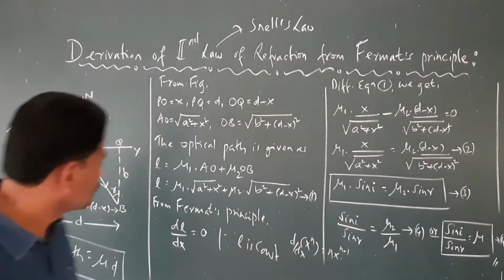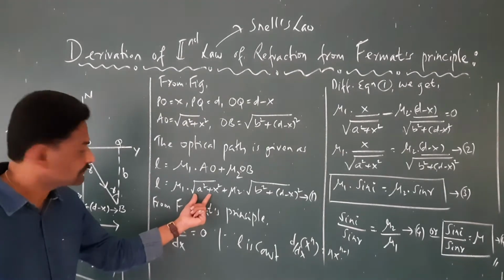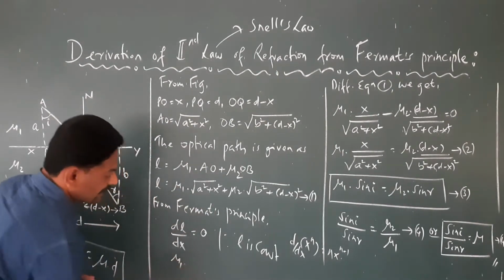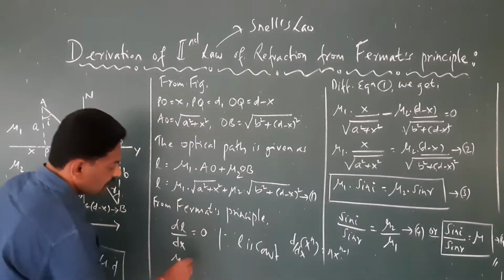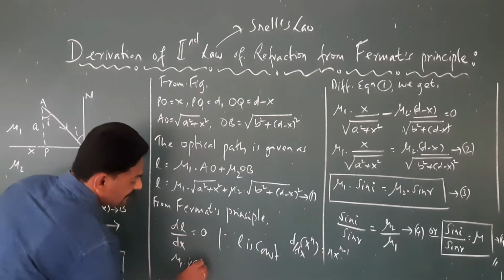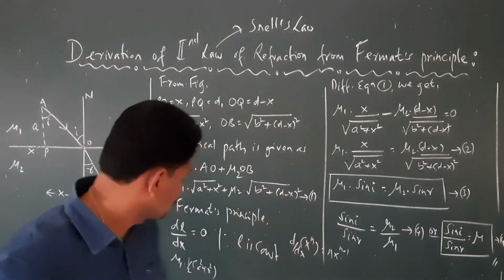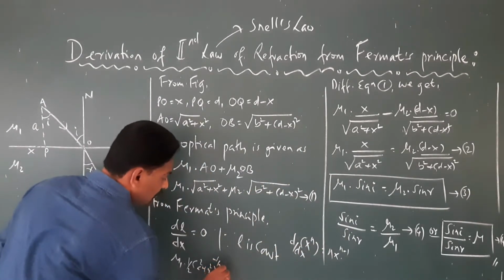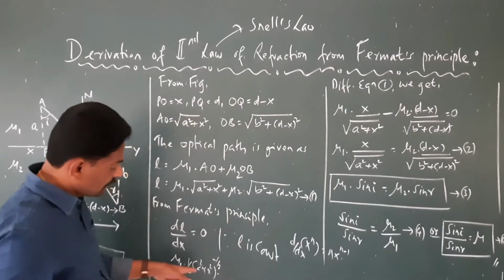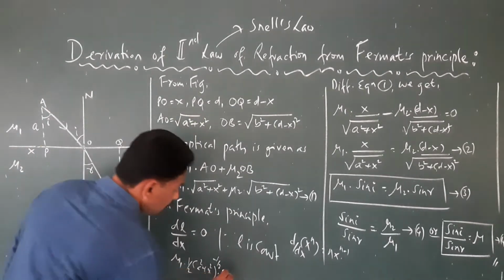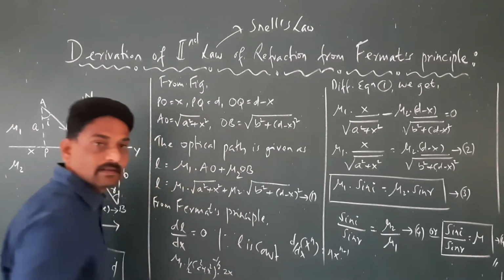Right? So the differentiation of this term is going to go on. Keep the first term as it is. That is mu1 into 1 by 2 into a square plus x square raised to 1 by 2 minus 1, which is minus 1 by 2, into the differentiation of a square, which is 0, and the differentiation of x square, which is 2x. Right?